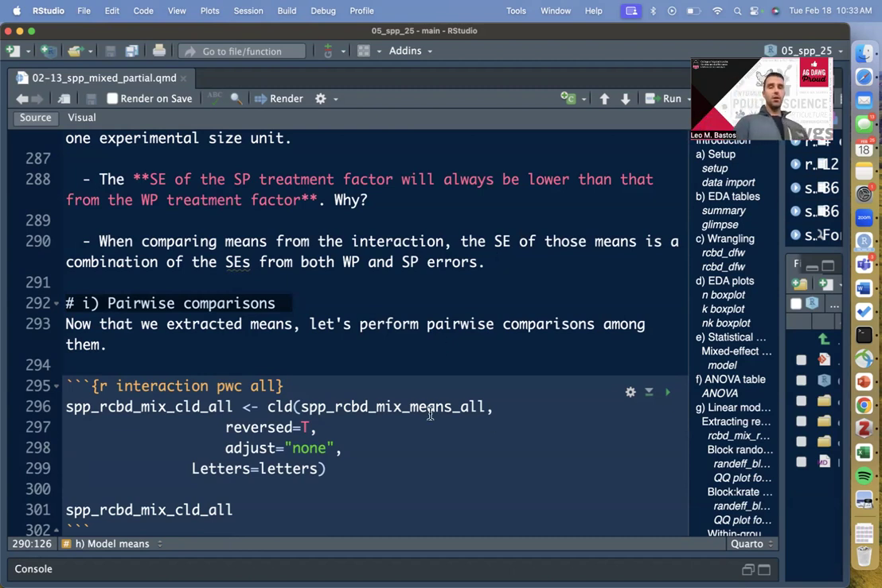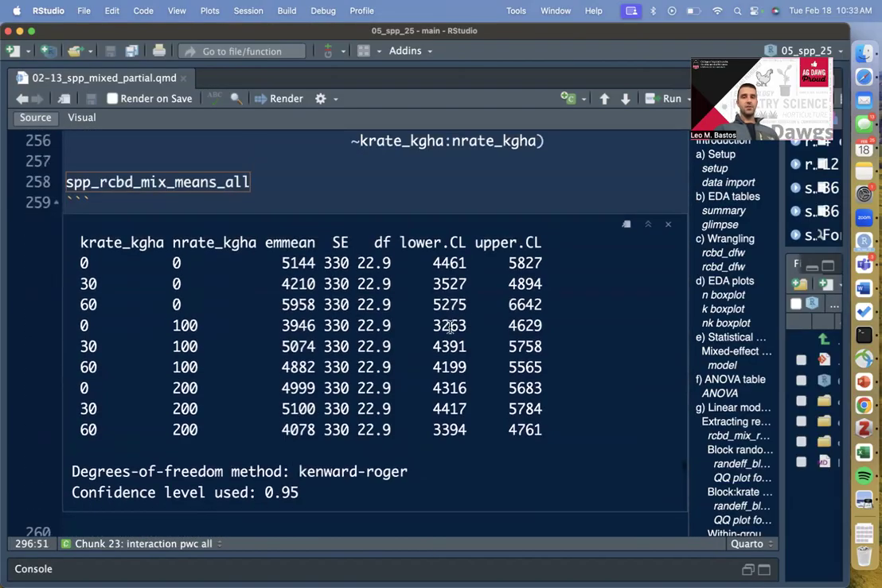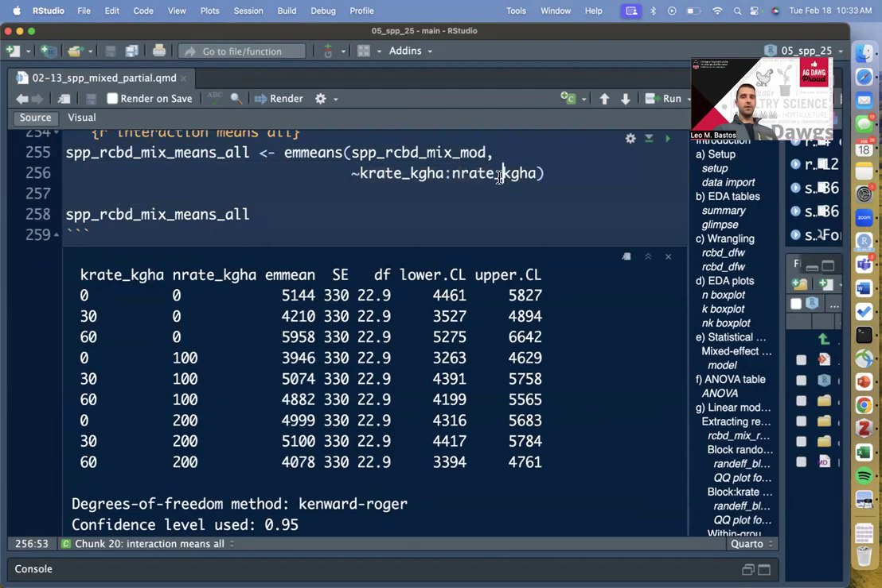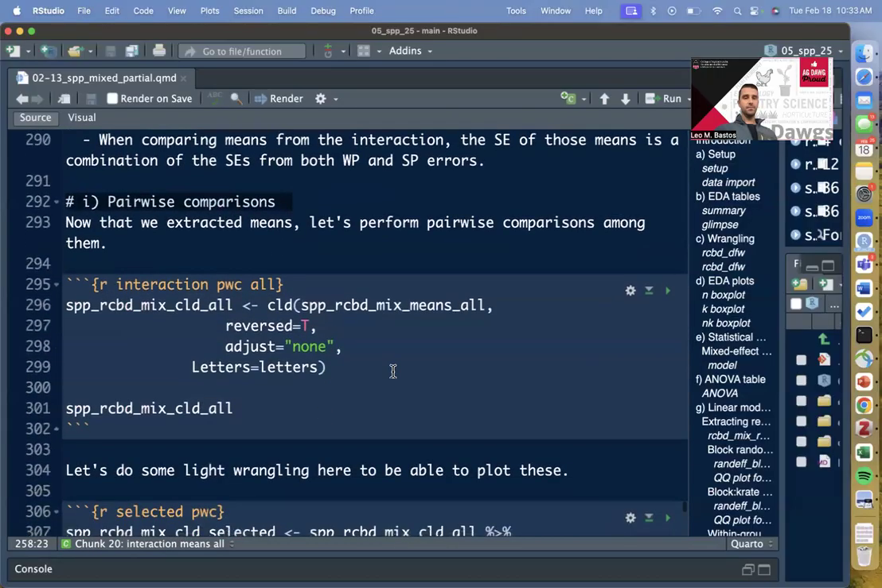In our case, we're getting all the means, everything versus everything else, like we just had here. All of these are getting the same error, but this error is inflated compared to getting just potassium, where the error was 230, or just nitrogen, where the error was 209. The combination of both of them gets you the largest error because that error is coming from different sources in your model, from the residual and from the random effects as well.